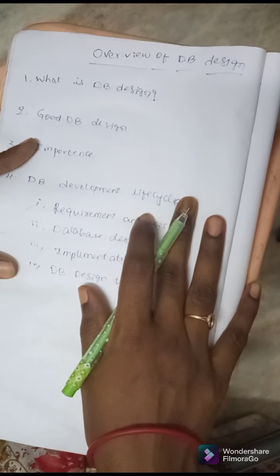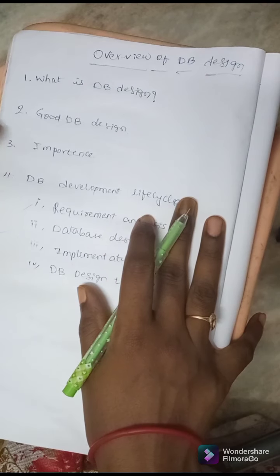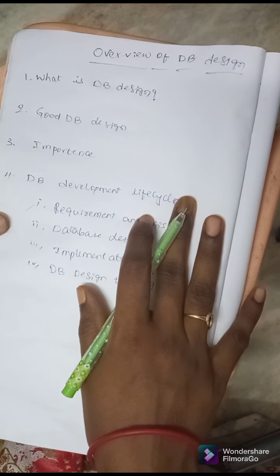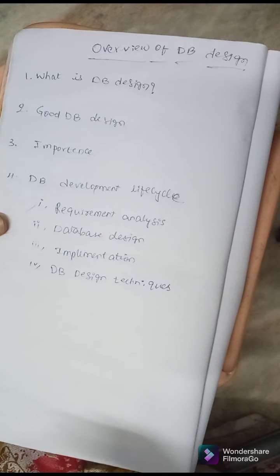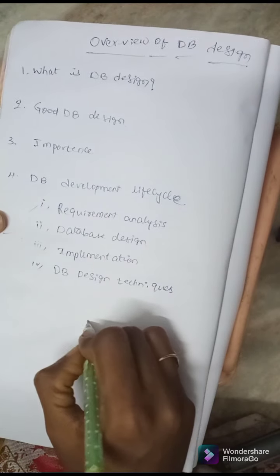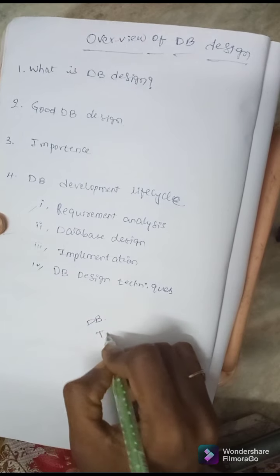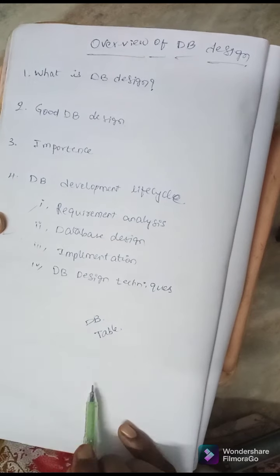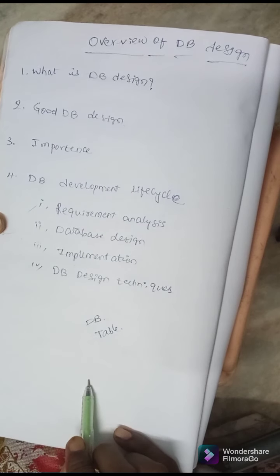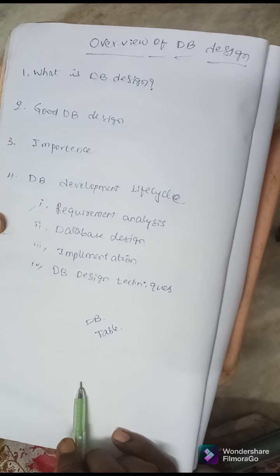Let's discuss the third unit, that is the database design process, and we say ER modeling. So till now, what did we learn? We learned what a database is and what a table is, how to create tables, how to give the primary key, how to modify the table, how to update the table.